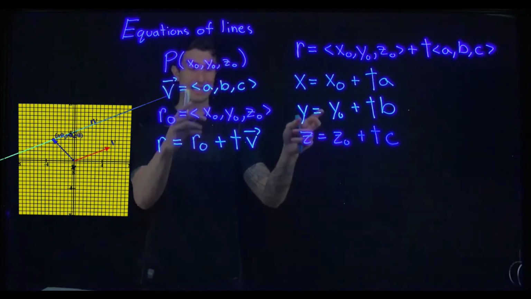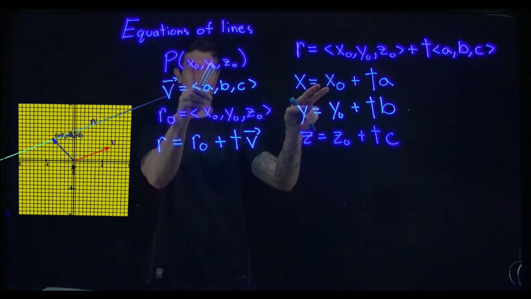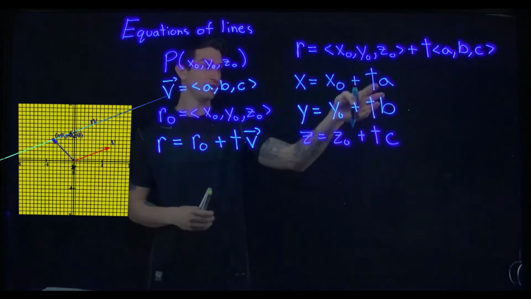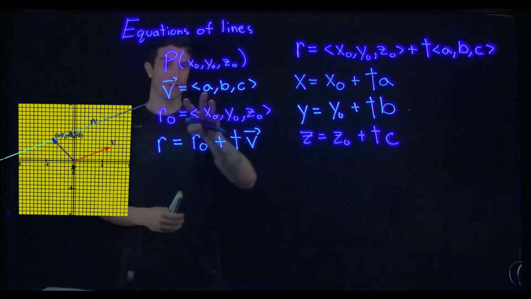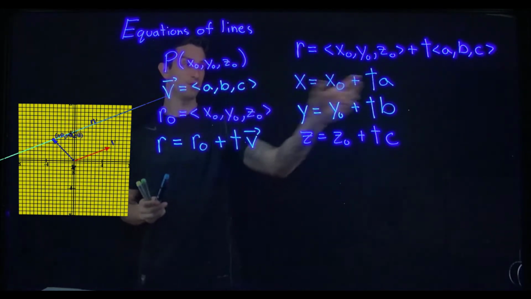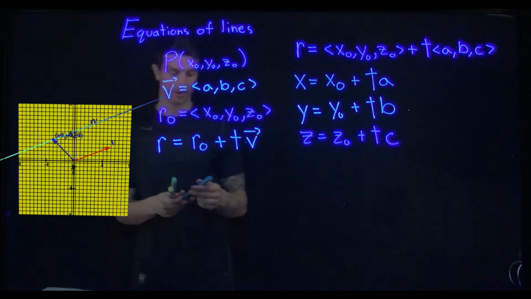Okay, so what's really happening here? We're stealing our starting positions, x naught, y naught, and z naught. And then we're stealing our direction from our original vector. This vector is our direction vector, and we're just taking the components and carrying them over.